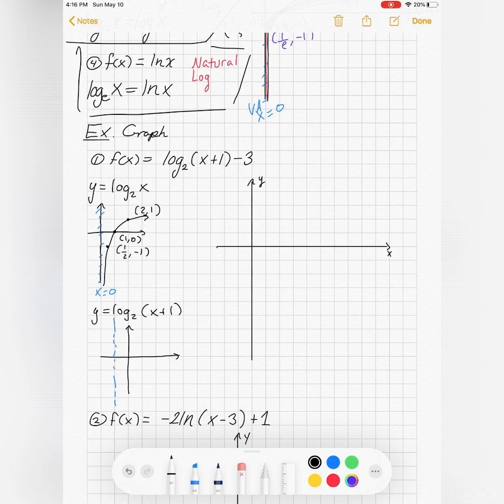So I'd have -0.5, -1, 0, 0, and 1, 1. And then last step, move down 3. So the vertical asymptote is going to stay here at -1. Move my points.